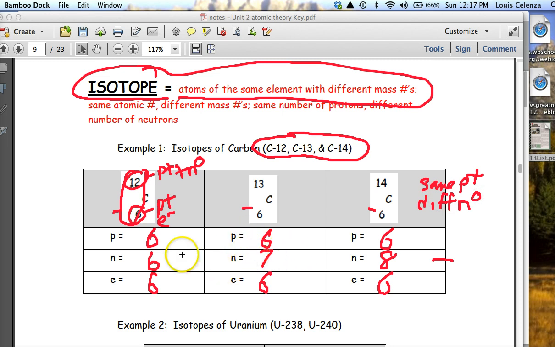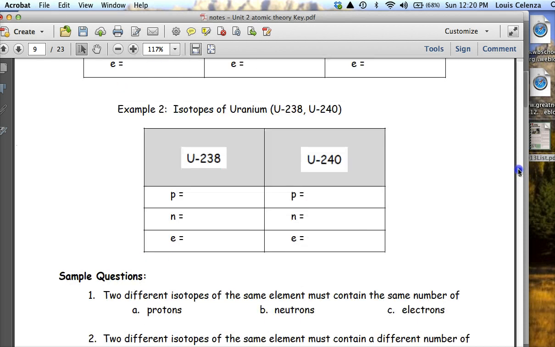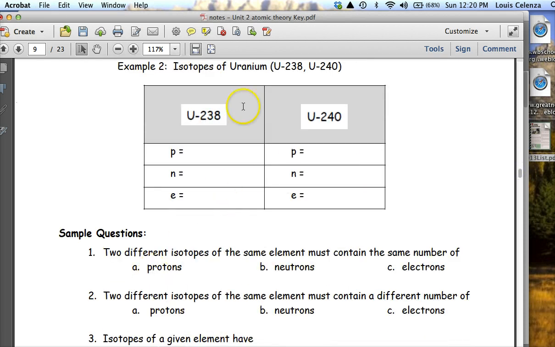If you take a look at the next one, in this particular case, we're looking at isotopes of the element uranium. And here's the reason why we're looking at this, because if you look at it, you notice how it's different than the example of carbon that we just did. This is just another way of writing an element's notation.